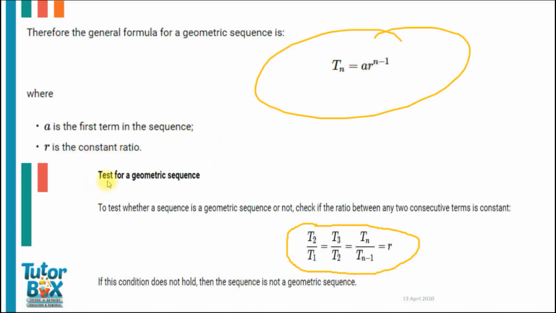Next is the test for a geometric sequence. In case they ask you to determine whether a sequence is arithmetic, quadratic, or geometric, to test for a geometric sequence, check if the ratio between any two consecutive terms is constant. You have to check that T2 divided by T1 is equal to T3 divided by T2 is equal to Tn divided by Tn minus 1, which is equal to R. If this condition does not hold, then the sequence is not a geometric sequence.